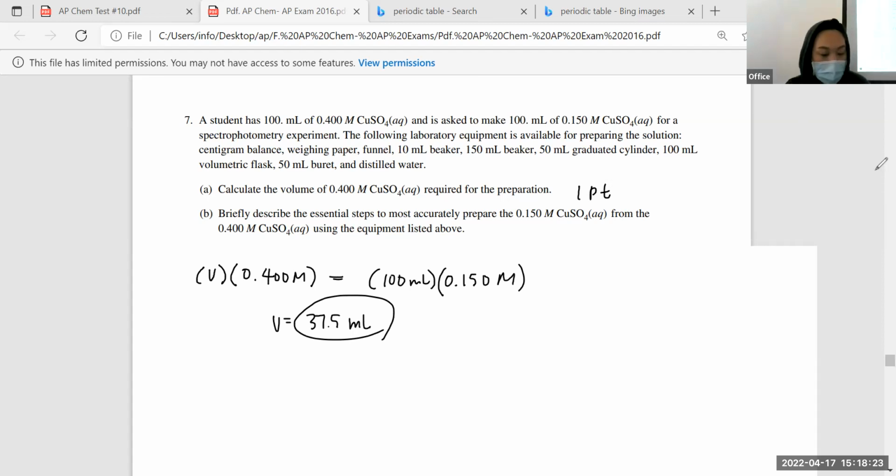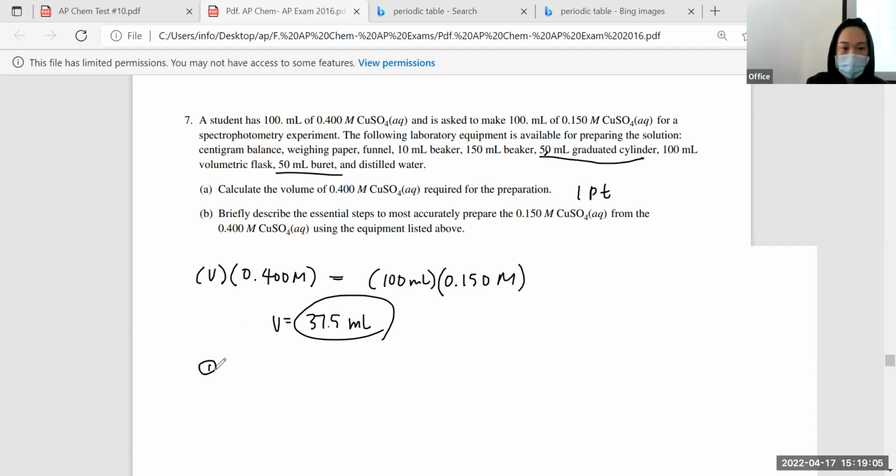It says briefly describe the essential steps to most accurately prepare the 0.15 molar copper 2 sulfate from the 0.4 molar copper 2 sulfate using the equipment listed above. Okay, so how will we do that? How are we going to measure out 37.5 milliliters of my 0.4 molar copper sulfate solution? I have a burette. I have a graduated cylinder. Which one is better? The burette, right? These are the only two things that you could use to measure it out, right?